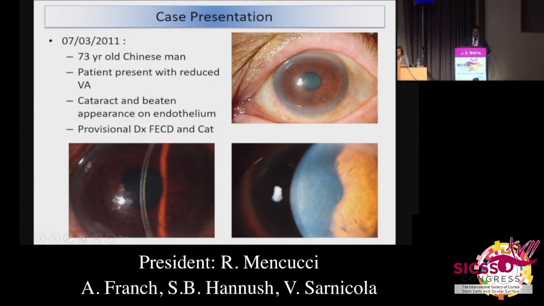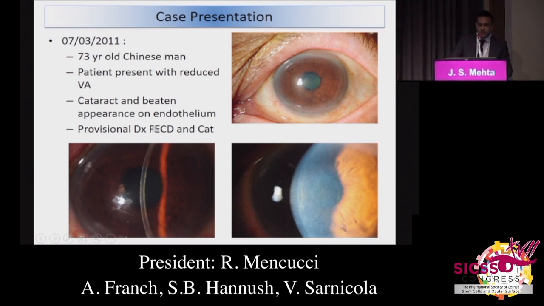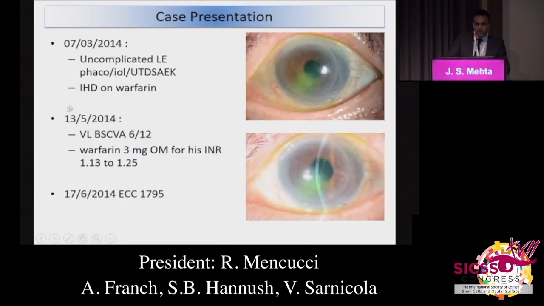We have a 73-year-old Chinese man who presented back in 2011. He was diagnosed as having a cataract, and an appearance on the endothelium led to a diagnosis of possible Fuchs, basically with cataract. He had an uncomplicated ultra-thin phaco DSEK back in 2014. He's known to have ischemic heart disease and is on warfarin. His visual acuity picked up to 6/12 after surgery. Cell count was pretty good, 1800, about 3 months after surgery.